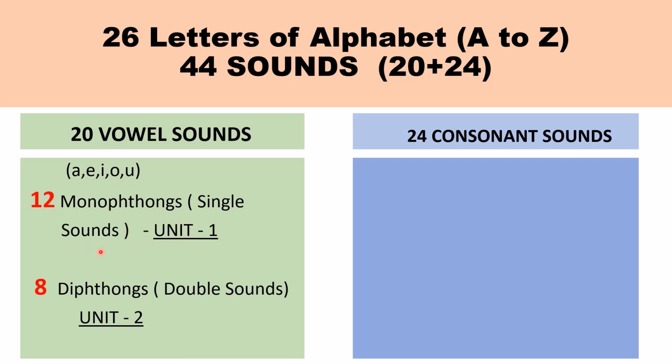And this is what we are going to study in this unit, that is unit 1, students. Only monophthongs we are going to study now. Then diphthongs we will be studying in unit 2, and then consonant sounds we will be studying in unit 3.